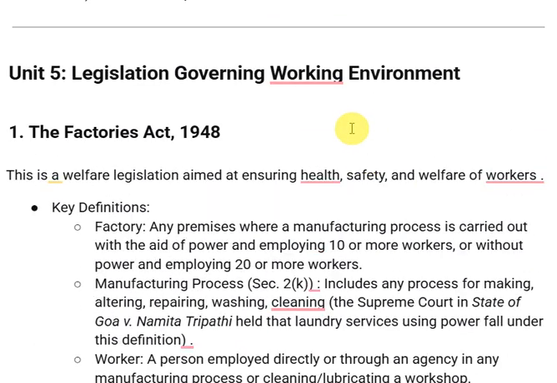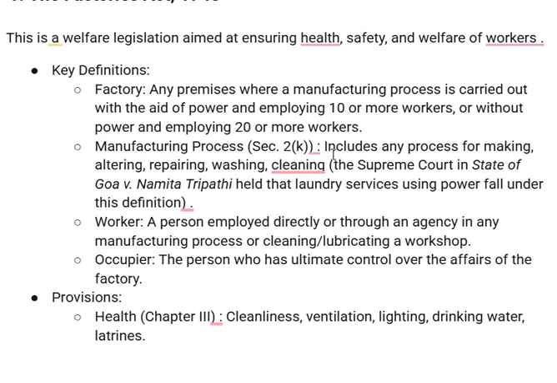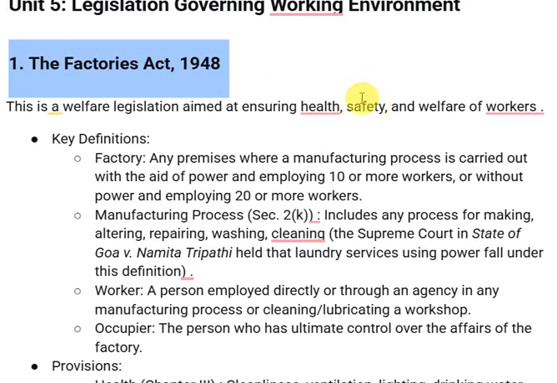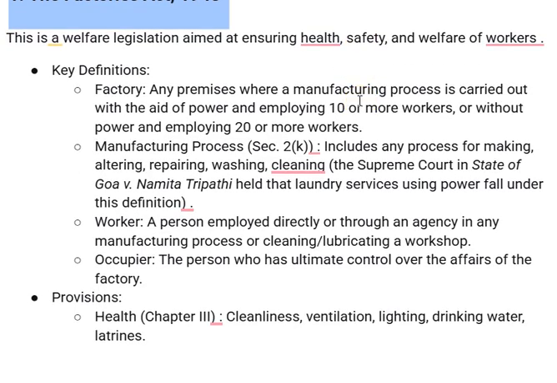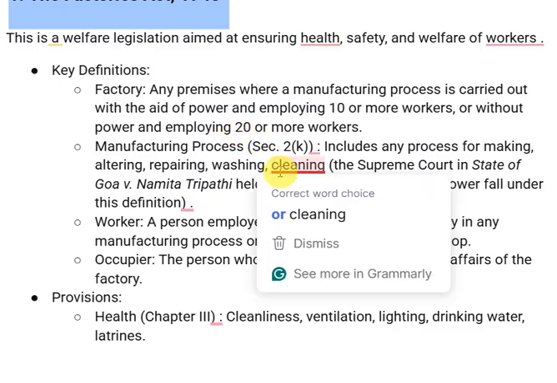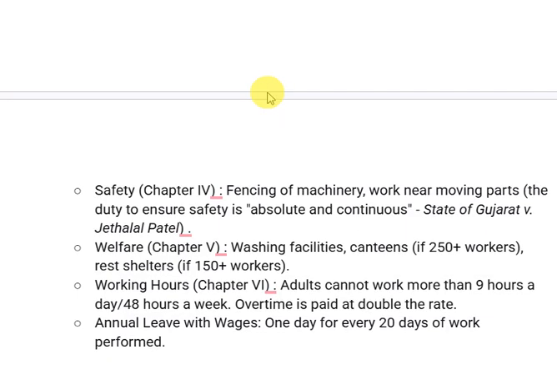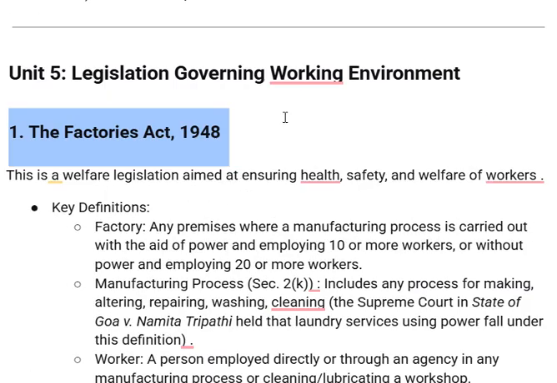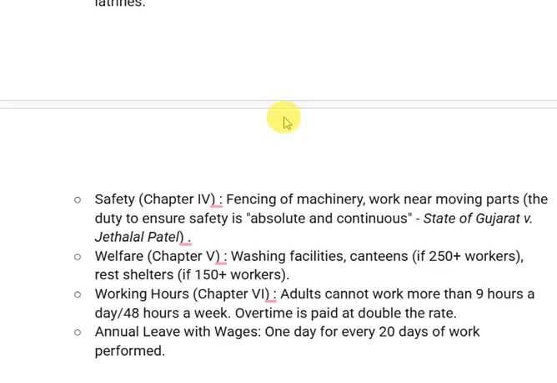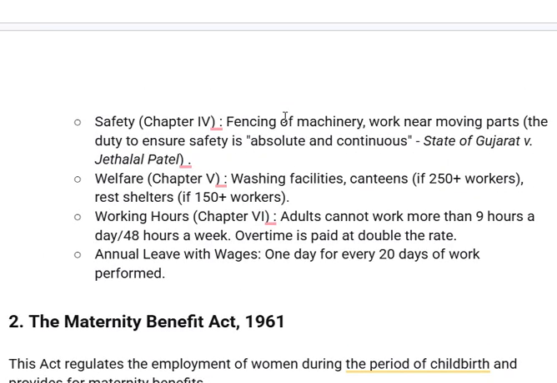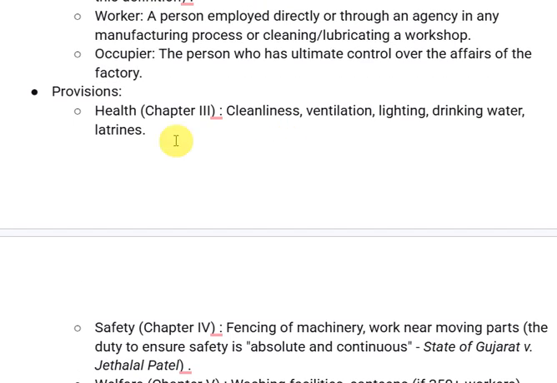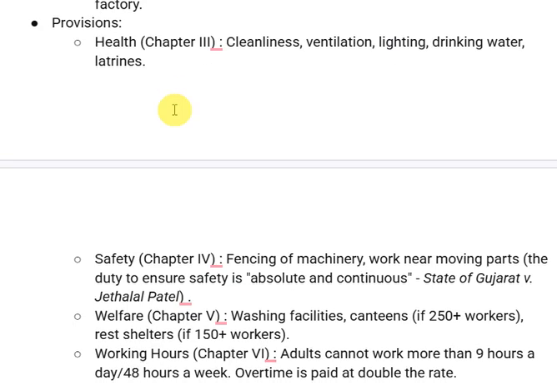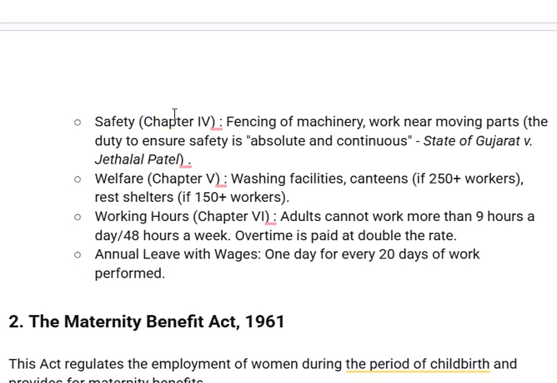Let's now talk about an important law related to work, and that is called the Factories Act. Factories Act was enacted in 1948, and it has many important terms which include factory and worker, and it talked about safety, welfare, working hours, and so on. It's a very big law. We'll discuss it sometimes in more detail too, because there are so many provisions in it. It's a very comprehensive law, and it has different chapters. Chapter third is about health. Chapter fourth is about safety of the workers. Chapter fifth is about welfare, and chapter six is about working hours.